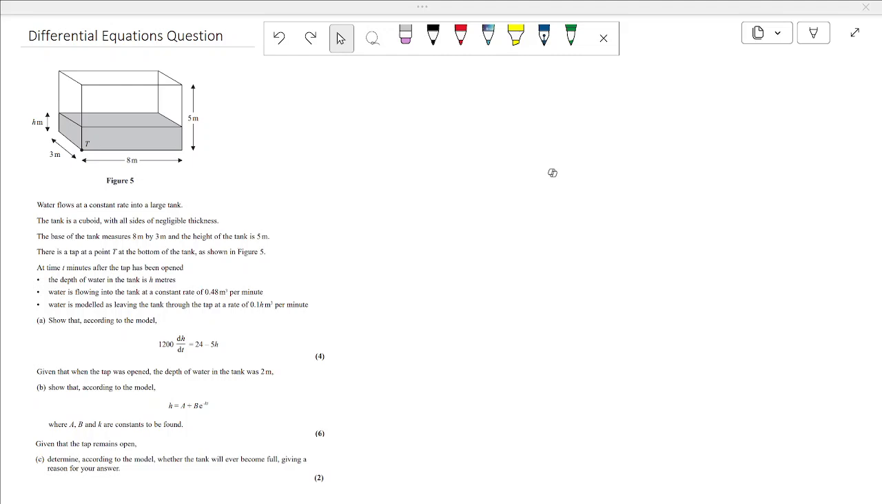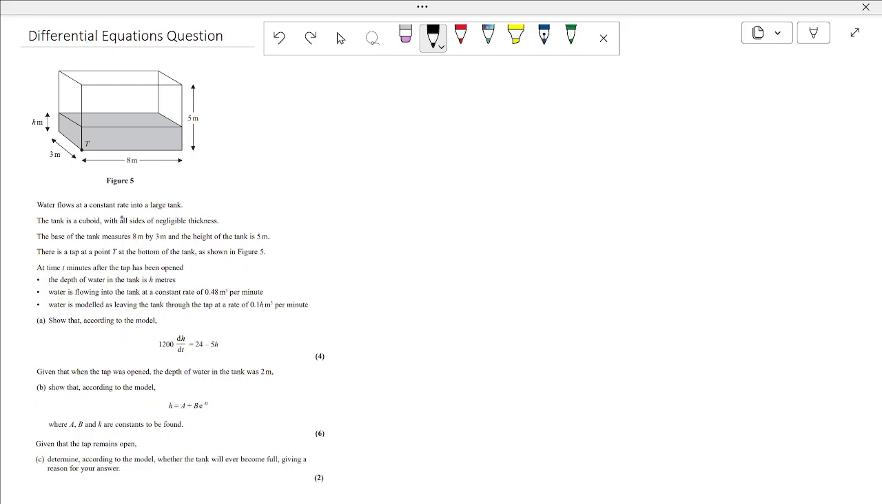Okay, going to look at the hardest kind of differential equations question in the A-level maths. And this is one of those where you have to form the equation yourself, very often with a tank of water like there is in this question. Okay, so we've got a picture. We have all our text just describing the picture basically.